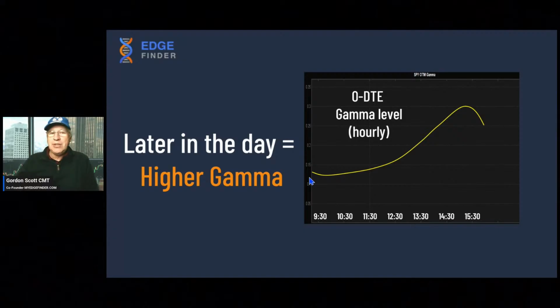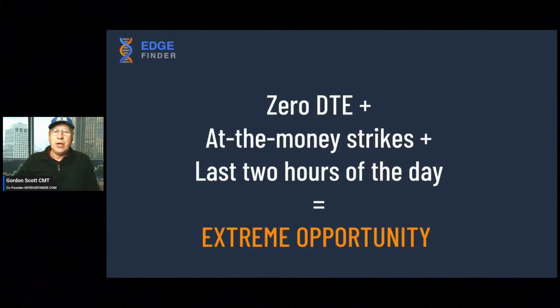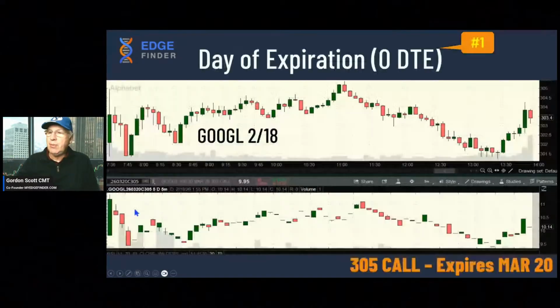Now, how much difference does that make, right? Well, I'm going to show you. If you have a 0 DTE option, it's expiring today, whatever day you're trading, and you're working with the at-the-money strikes, and you're working in the last 2 hours of the day, I'm telling you, there is extreme opportunity. Let me explain. Here in Google, this was back on February 18th. I captured this during a time where I actually made this trade.